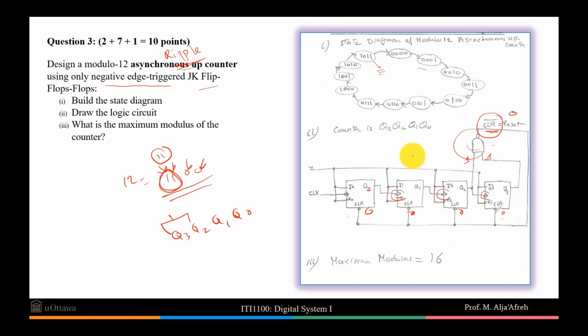Now, what is the maximum modulus of this counter? Let's suppose that you don't have this control enable signal. That circuit can count up to 16 because you have 4 flip-flops. But even if you answer 12, I'm still going to consider it right.